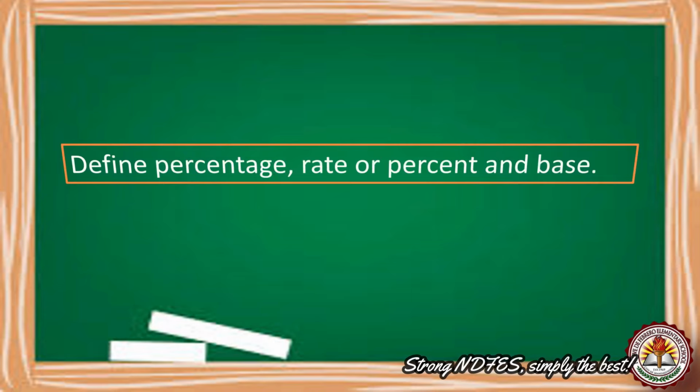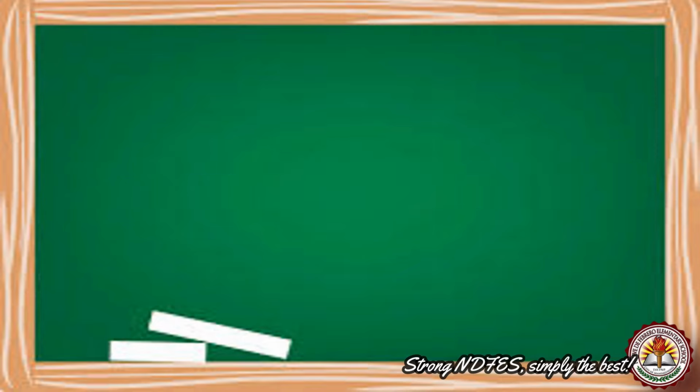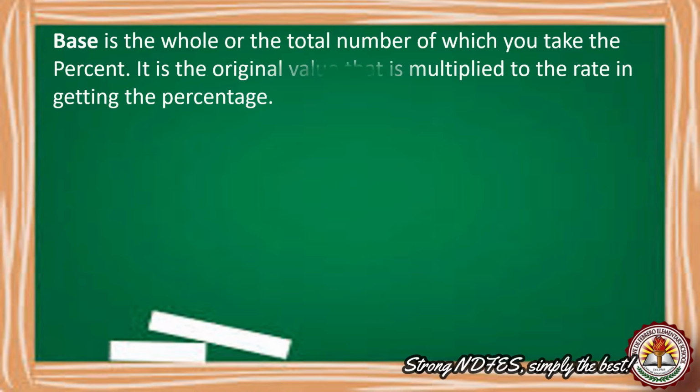Children, let us proceed to our second objective, that is to define percentage, rate or percent, and base. Now, let us define the 3 elements. First, the base. Base is the whole or the total number of which you take the percent. It is the original value that is multiplied to the rate in getting the percentage.